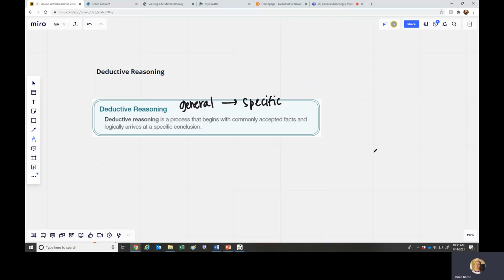All right, so let's think of an example of some lines of deductive reasoning. Again, you're starting with something that's general. And then you're using those commonly accepted facts to draw a specific conclusion.